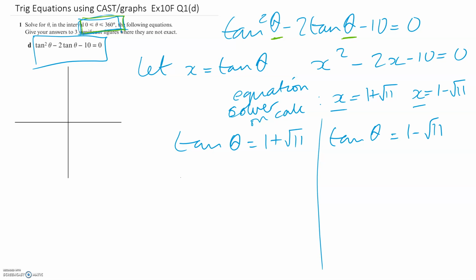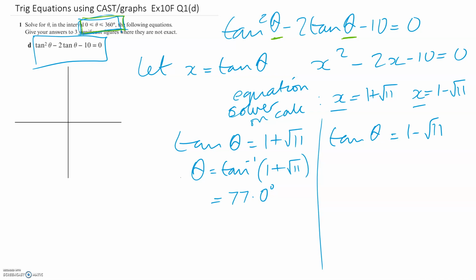The first one, 1 plus root 11, if we do this in our calculators, if we do inverse tan on your calculator, you're going to get, let me just check, you're going to get 77, whoops, I'm putting this in the wrong place, sorry. You're going to get 77.0 degrees.